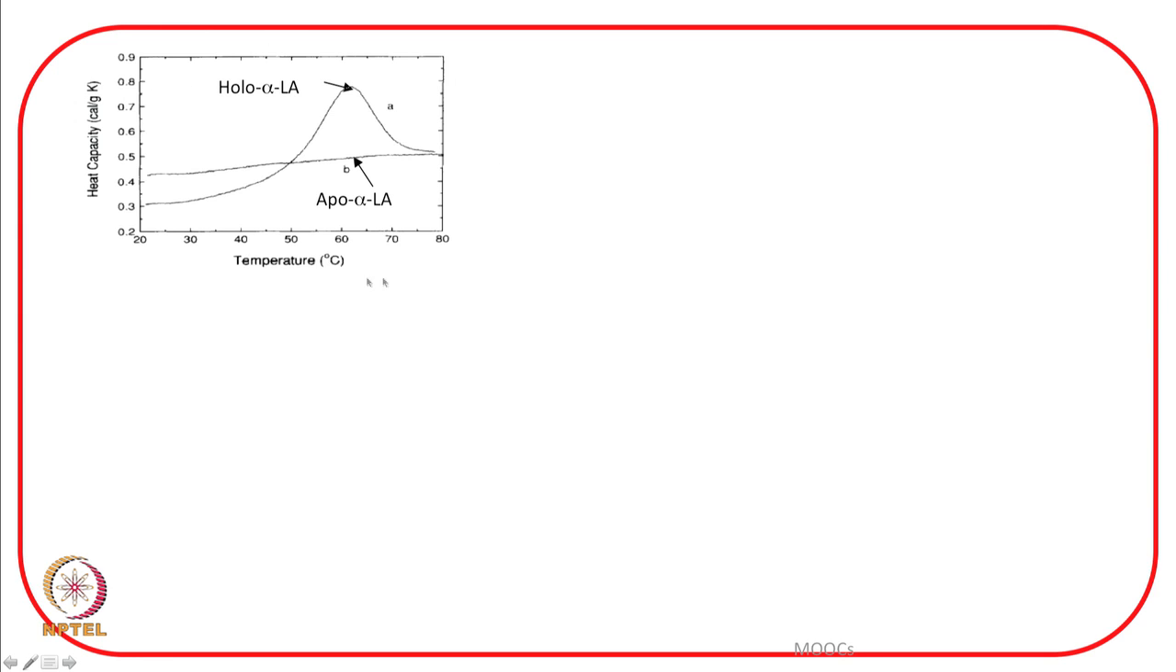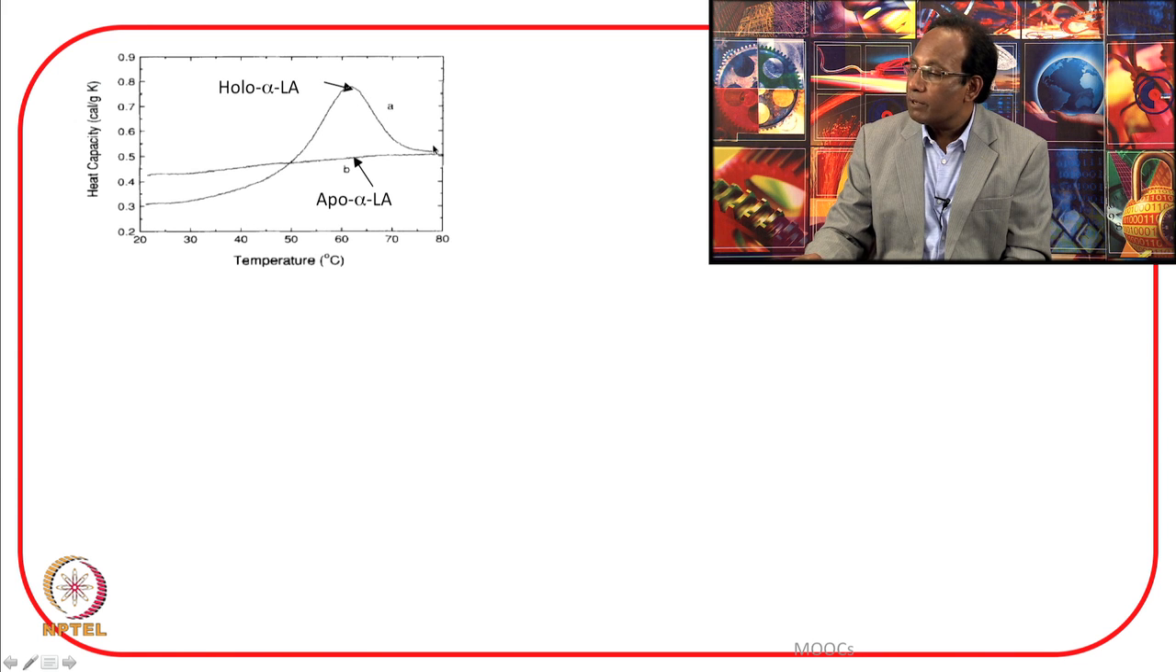Immediately after those reports, another report appeared in literature where they performed differential scanning calorimetry of apo-alpha-lactalbumin and holo-alpha-lactalbumin. Let us discuss what they observed. Let us take a look at this figure. This figure shows the DSC of holo-alpha-lactalbumin. This well defined thermal transition corresponds to holo-alpha-lactalbumin, and the flat line represents the DSC profile of apo-alpha-lactalbumin.